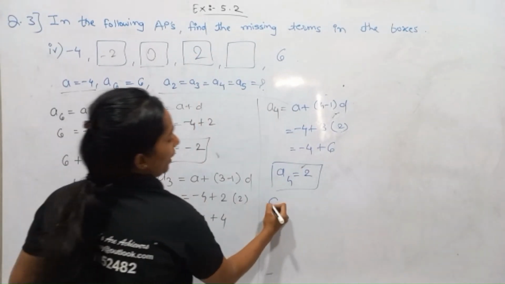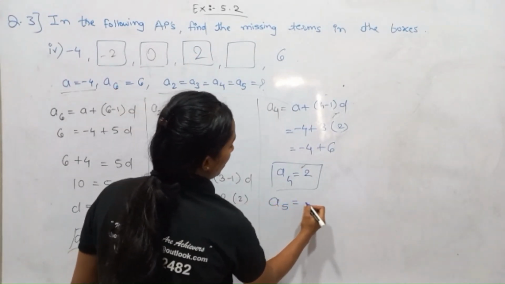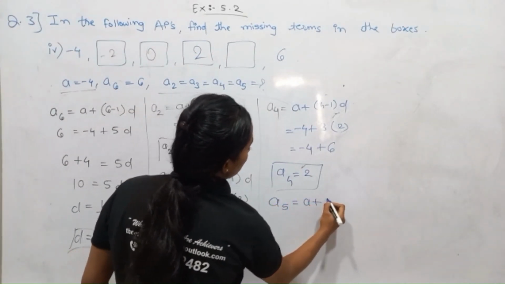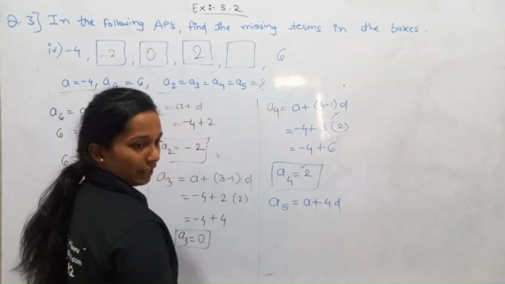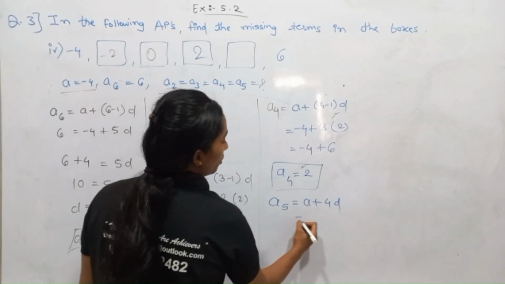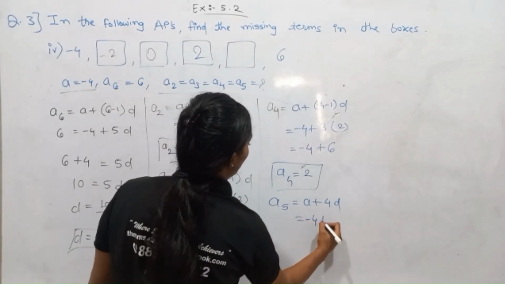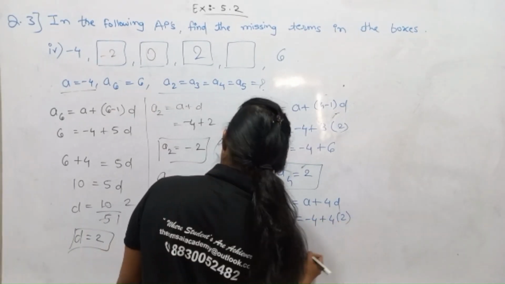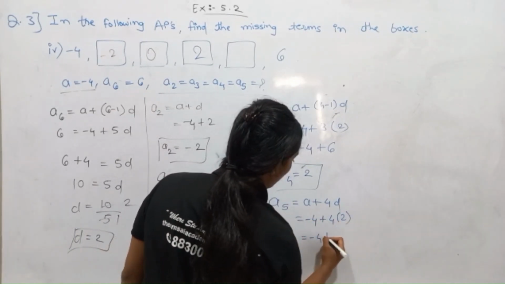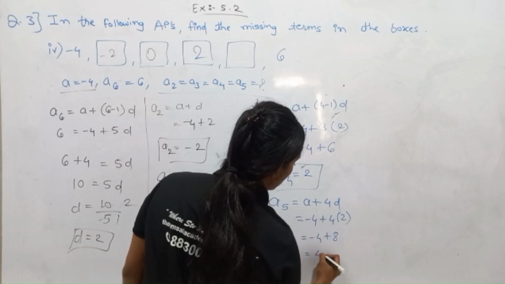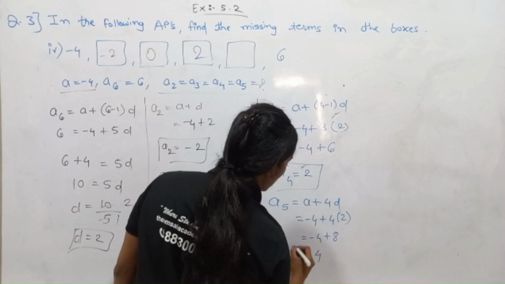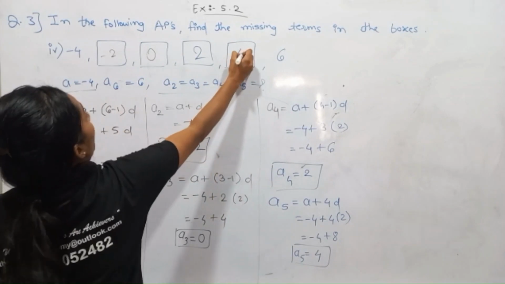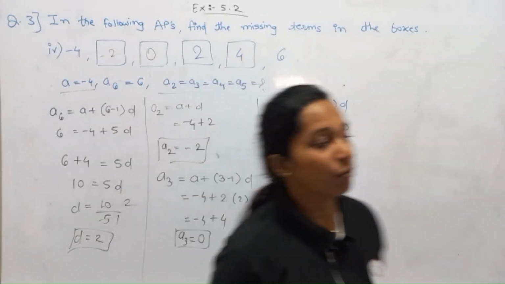Now I have to find out A5, which is nothing but A plus 5 minus 1 D. A is minus 4, distance is 2, and minus 4, 4 twos are 8, which is nothing but 4. So this is how I got all the answers of question number 4.